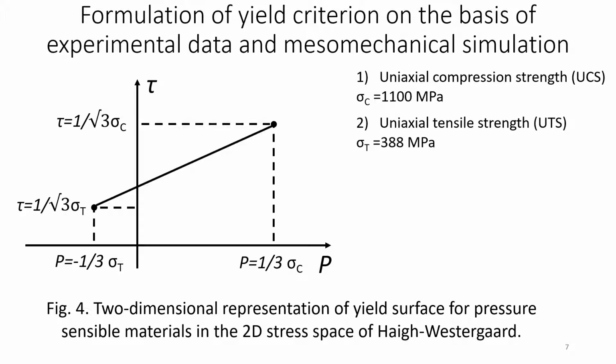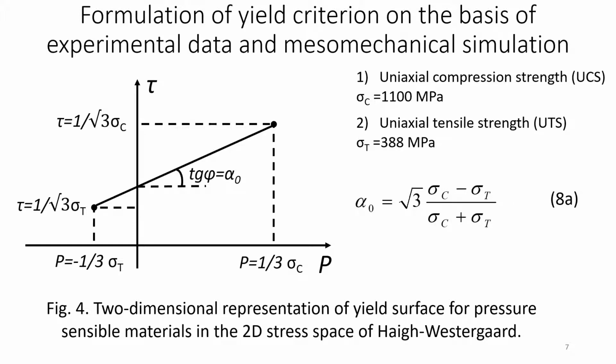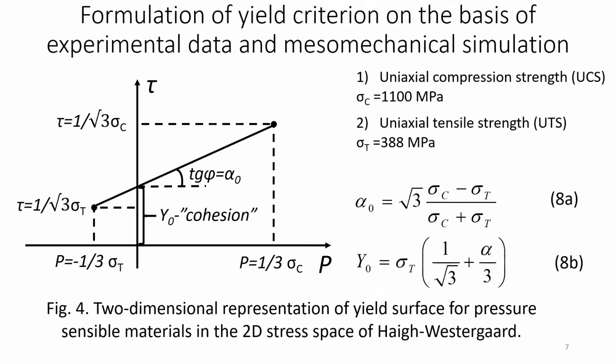If we connect these 2 points with the line, then we will get the yield surface, and using formulas A and B calculate the values of model parameters, namely the internal friction factor and cohesion. UCS and UTS have been recently obtained from the mesoscale simulation.